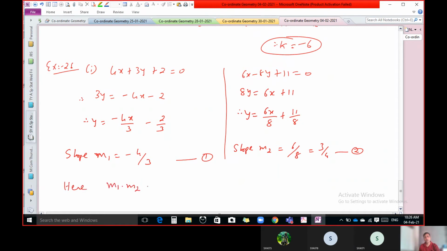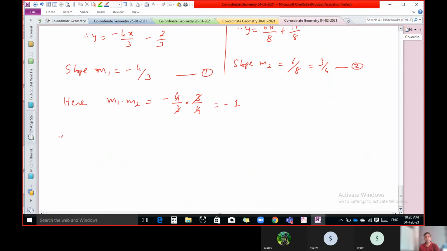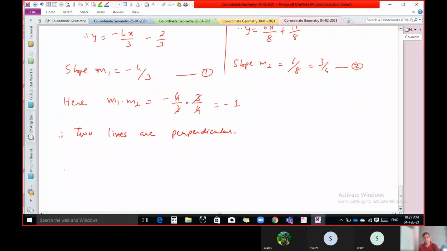Here m1 into m2 equal to minus 4 by 3 into 3 by 4. So 3 will cancel, 4 will cancel, and we get minus 1. So m1 into m2 is minus 1. Therefore, the two lines are perpendicular. So it is very simple. Now let us do this one, 26 second.